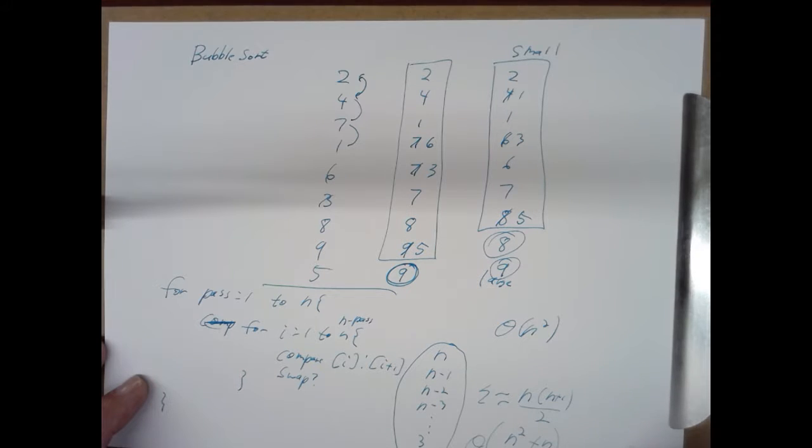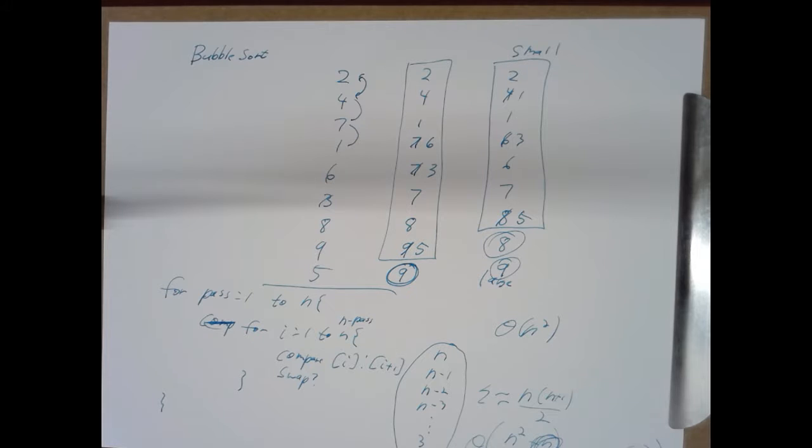But this is the same as n squared. Why? Because when n gets really big, this becomes less and less relevant. Right? If n is 10, this is 110 over 2, 55 versus 100.